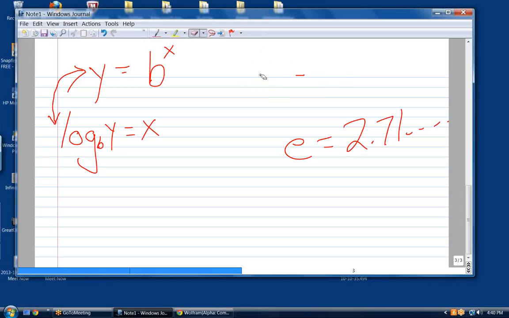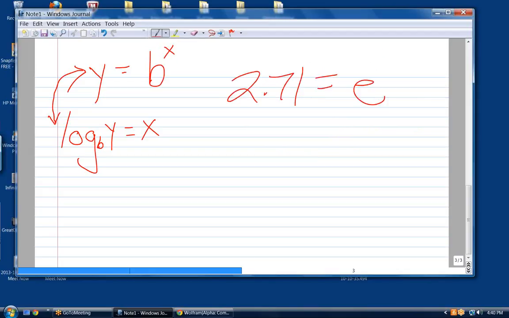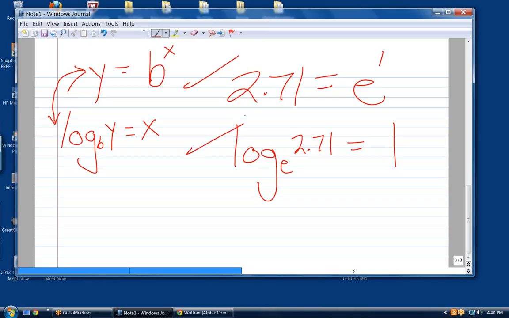So here, let me give you what I think they're looking for. 2.71 equals e to the 1 power. So if this is an exponential expression, and I wanted to write this logarithmically, I would say the log base e of 2.71 equals 1. So if you gave me that, I can turn it into that.